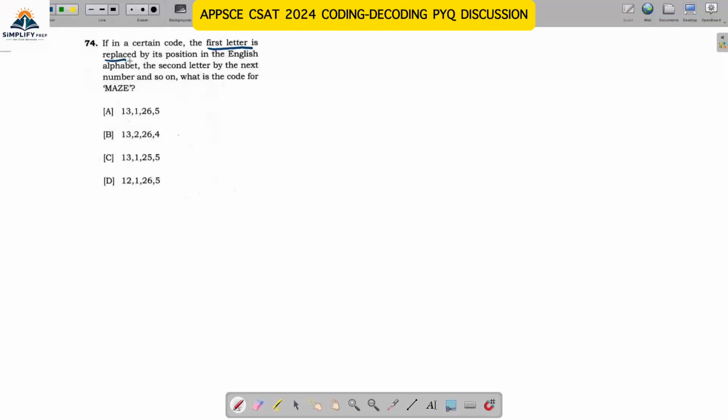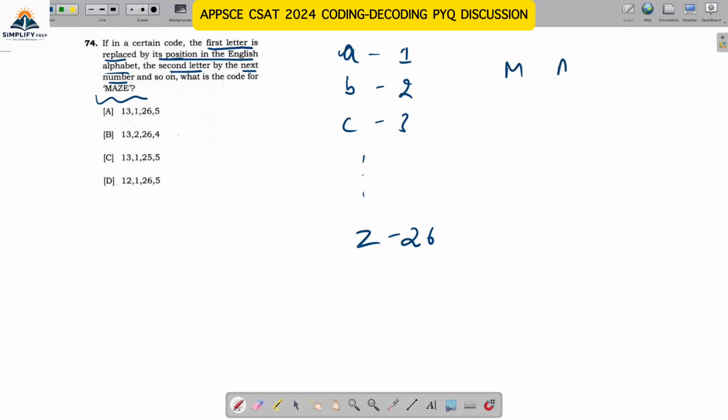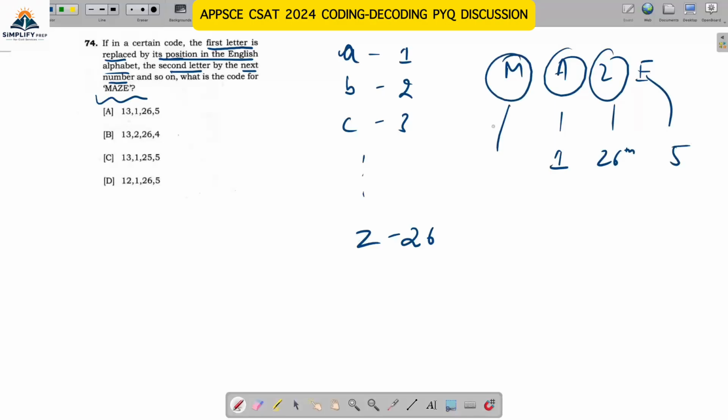First letter is replaced by its position in the English alphabet. Second letter by the next number, मतलब नंबर वाली पोजीशन. A की फर्स्ट होती है ना, from where counting starts, B is second, C is third and so on. Very easy question. Like Z is 26th. So now by this logic tell me what the MAZE will be. A तो इसमें फर्स्ट होता है, सबको पता है ना. Z 26 हो गया, E fifth हो गया, बस M का केयरफुली चेक करना है.